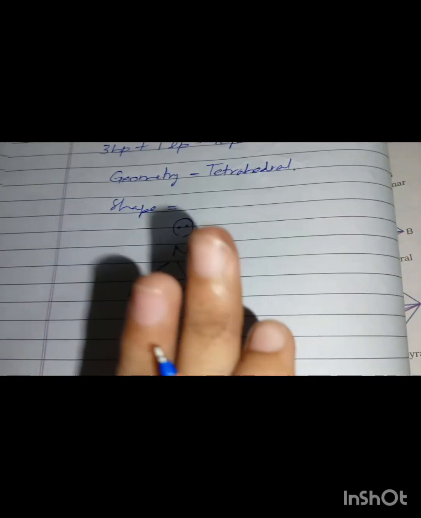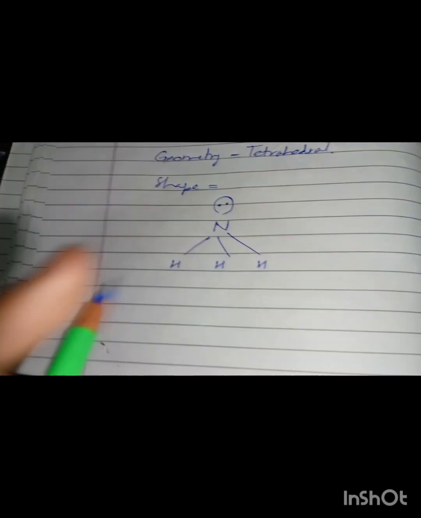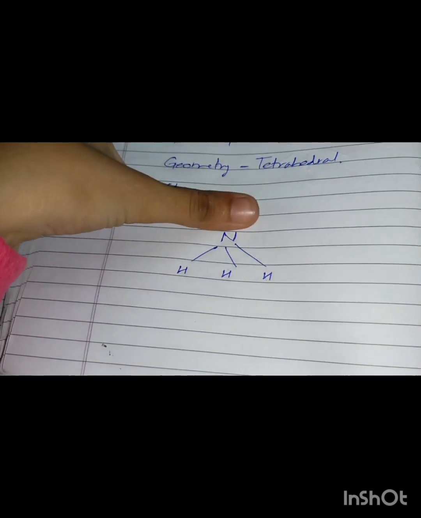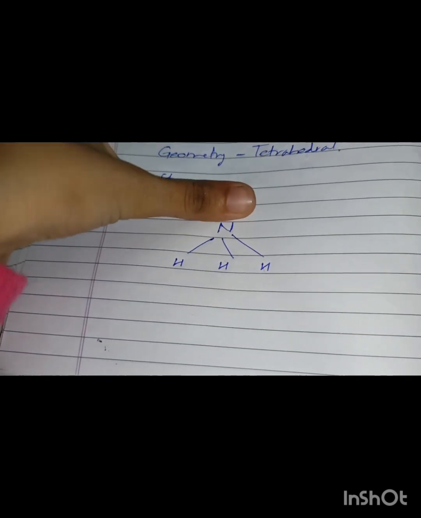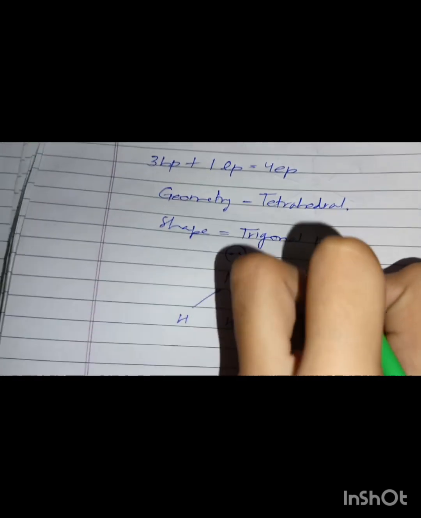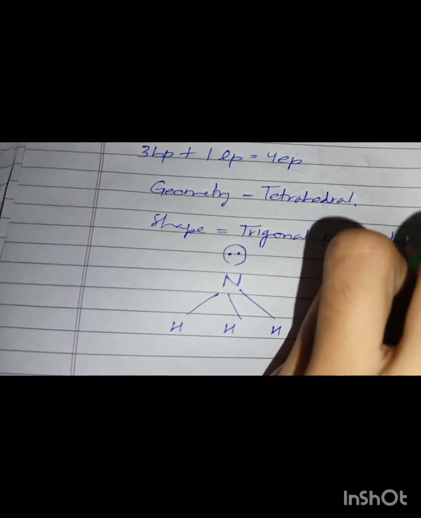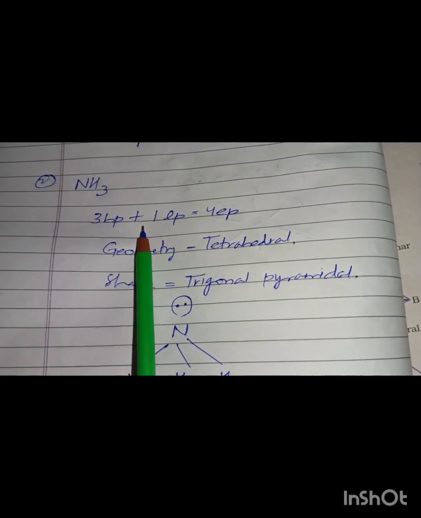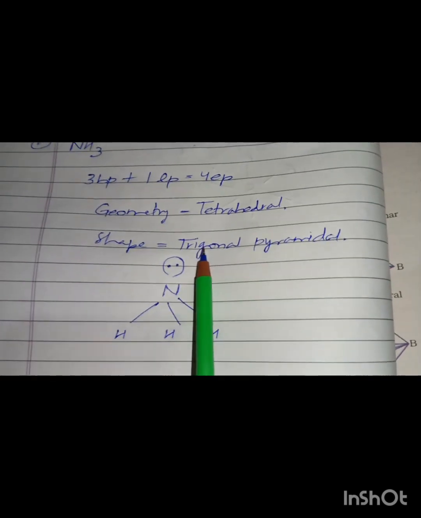So the shape of the molecule will be like this. And if we do not consider the lone pair, its shape looks trigonal pyramidal. For 3 bond pairs and 1 lone pair, the shape of the molecule will be trigonal pyramidal. See here also. I hope it's clear.